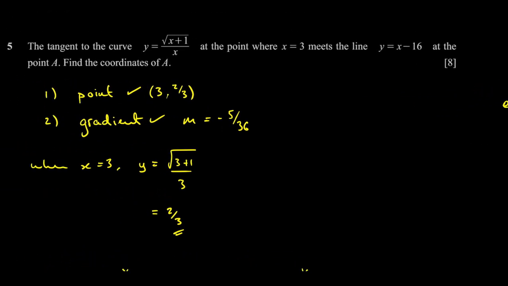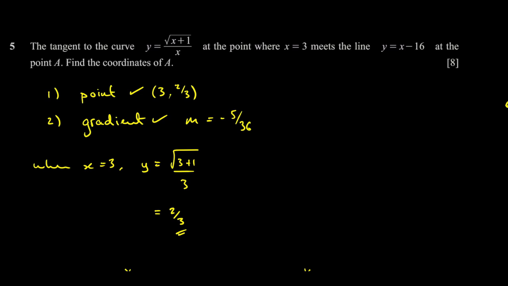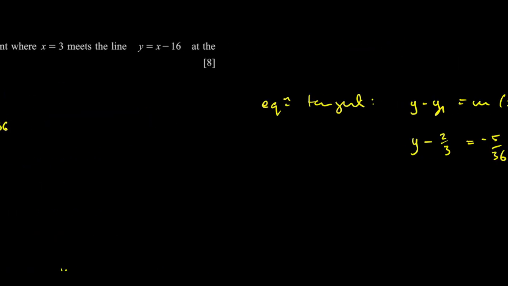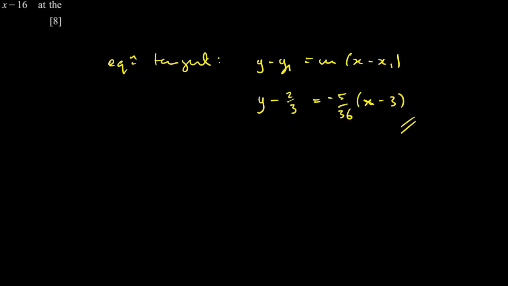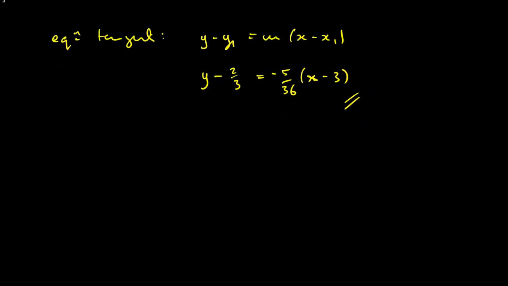Now, we are told in the question that this tangent meets the line y equals x minus 16 at the point A. Find the coordinates of A. So in other words, we want to find the intersection point of our tangent with this line. So we're going to be solving simultaneous equations. The easiest thing to do is just to set y to be equal to x minus 16, we just substitute in. So I'm going to say x minus 16 minus 2/3 is equal to minus 5 upon 36, x minus 3.